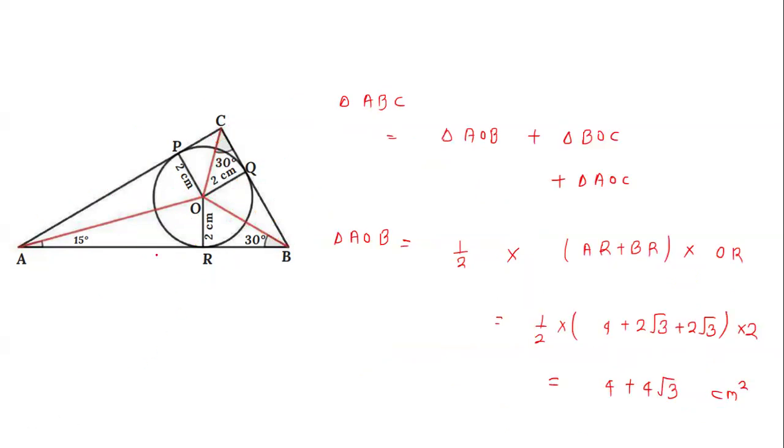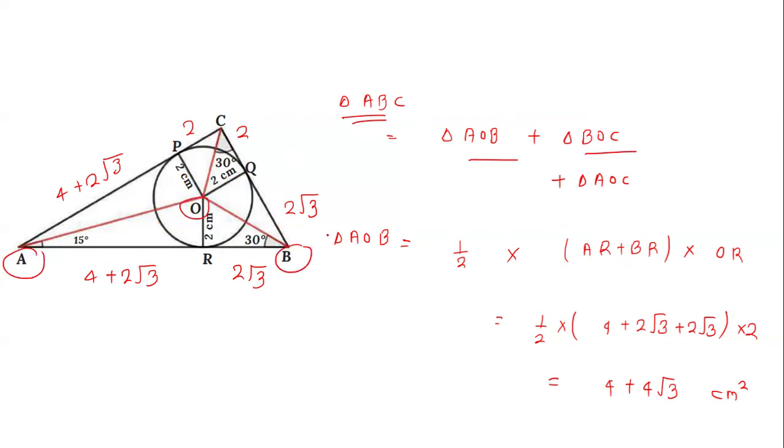So now we have all the lengths: it is 4 plus 2 root 3, it is 4 plus 2 root 3, it is 2, this is 2 root 3 and this is 2 root 3. So now we have whole lengths. Our final goal is to find the area of the triangle ABC. So we can split this into three parts: the area of the triangle AOB plus the area of the triangle BOC plus the area of the triangle AOC.